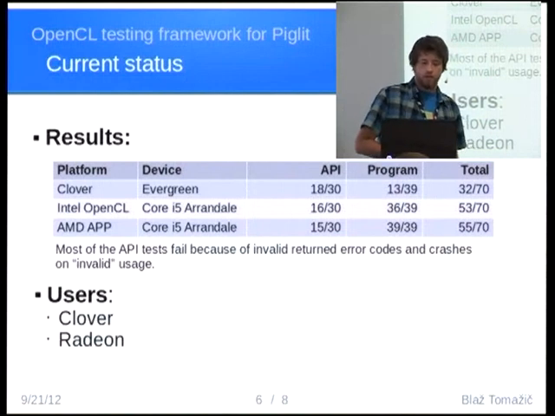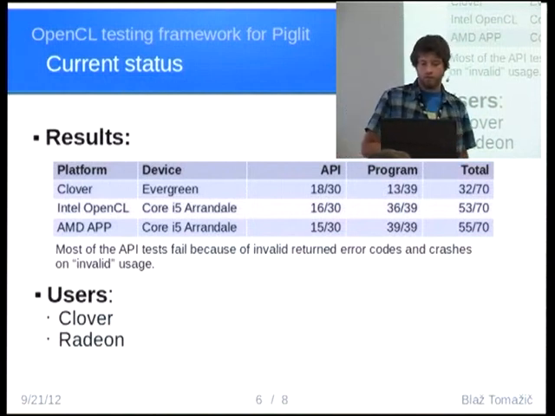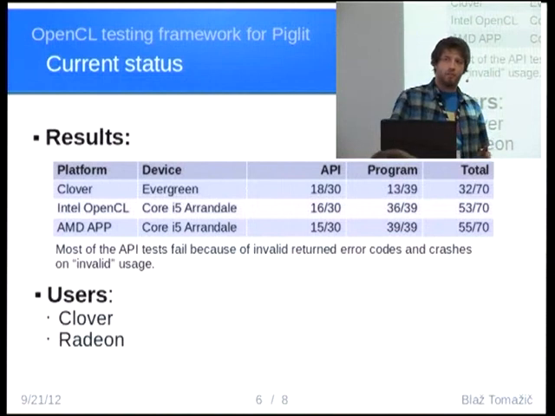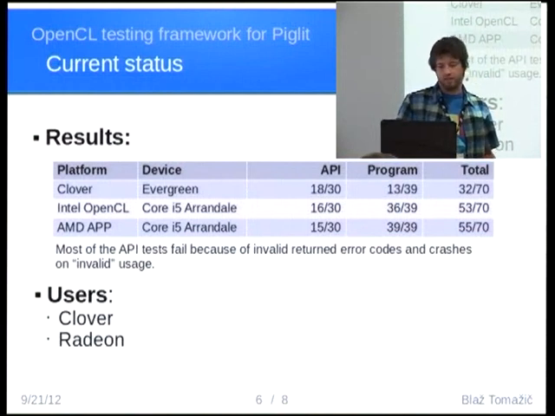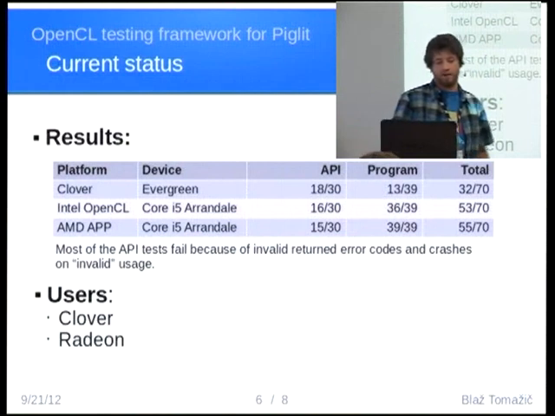And as you can see, Intel's implementation of OpenCL and AMD's works. Kernel tests were successful, but most of the API tests failed because of some edge cases. For example, when you create a buffer with arguments that you don't want to fill it with data, if you pass a non-null pointer, it should return an error. But it doesn't. It creates it successfully, and that is marked as an error in testing because it's not by the spec.